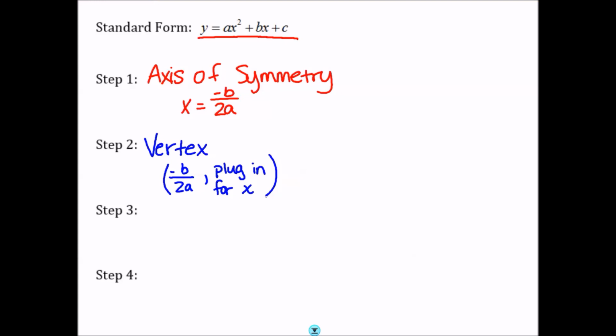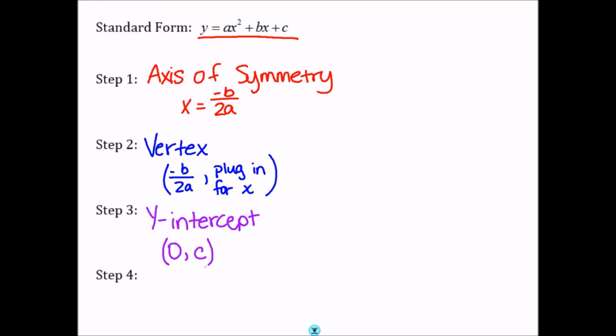The next thing we need to find is the y-intercept. The y-intercept is the easiest thing to find in standard form. It is always going to be the point (0, c). In fact, for any y-intercept, you plug 0 in for x, and then whatever your answer is, that's the y-intercept. So when you plug 0 in standard form, all you're left with is c. So it's the point (0, c).